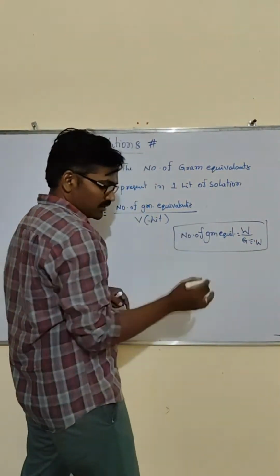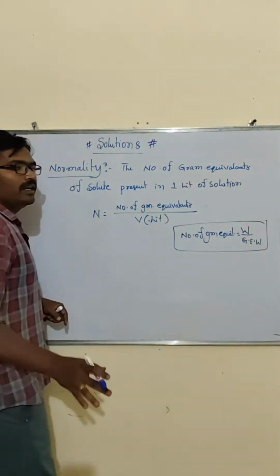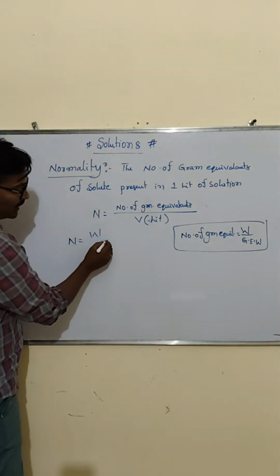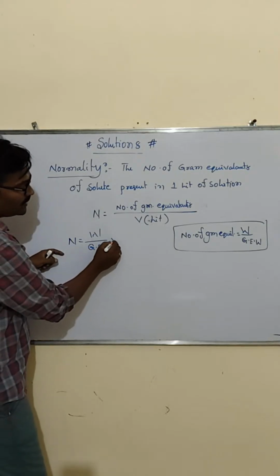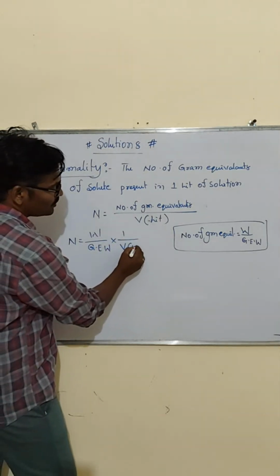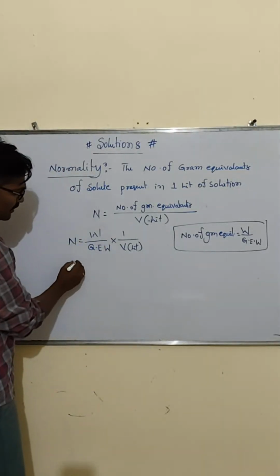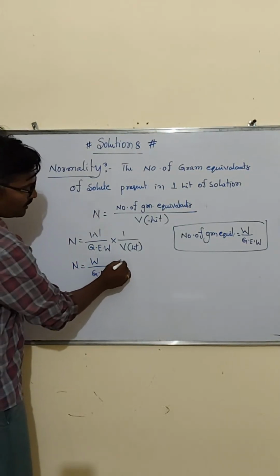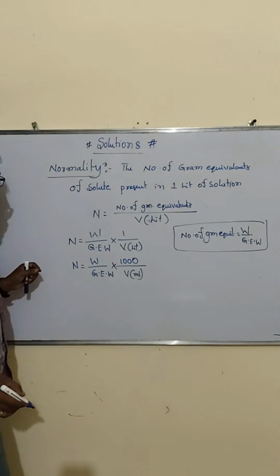Is that visible, my dear students? The formula is visible to you, right? Very good. Number of gram equivalents equals weight divided by gram equivalent weight. So the normality formula is weight divided by gram equivalent weight into 1 divided by volume in liters. If the volume is in milliliters, then given weight divided by gram equivalent weight into 1000 divided by volume in milliliters.